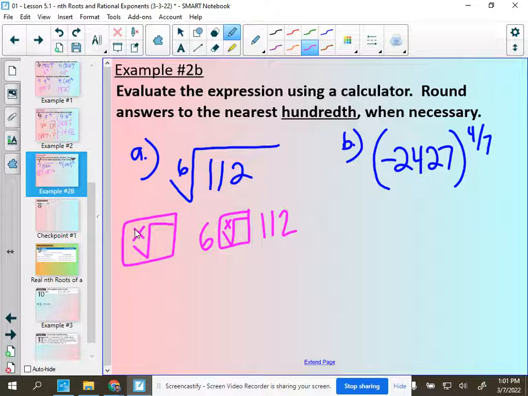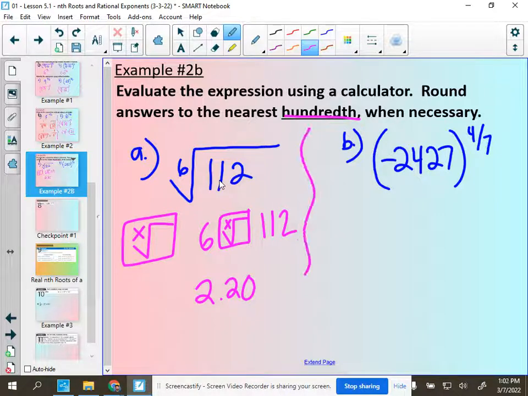Basically, what this works out to is the number that my calculator gives back to me. It's a continuous decimal. If I round to the nearest hundredth, 2 places, it's actually going to be about 2.20. So that means that if I multiply this by itself 6 times, 2.2 times 2.2 times 2.2, we're going to get close to the 112. It's not going to be exact just because we've rounded the answer. But yeah, that's what's going on there.